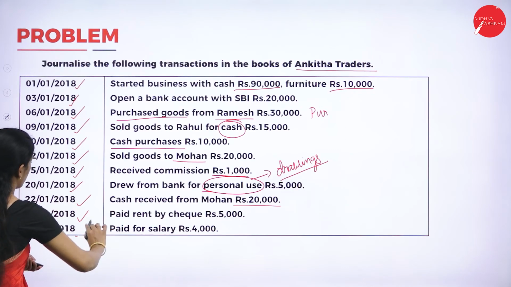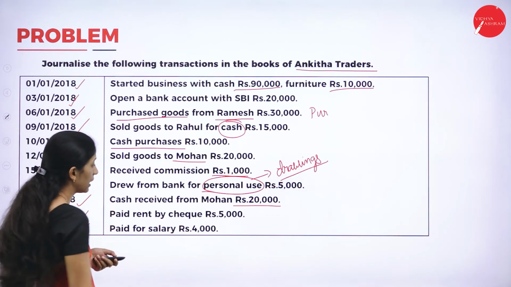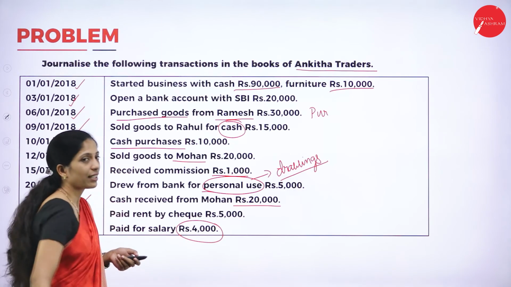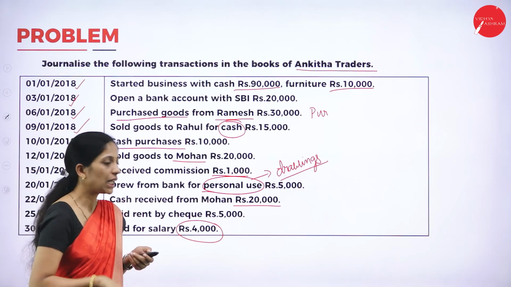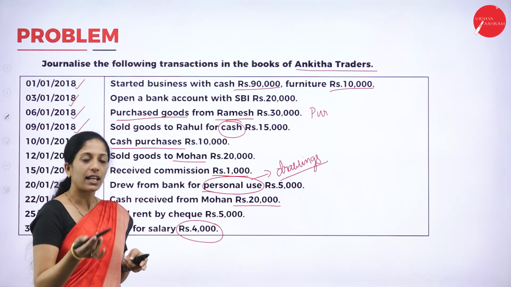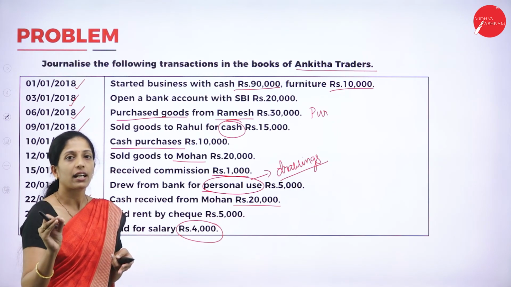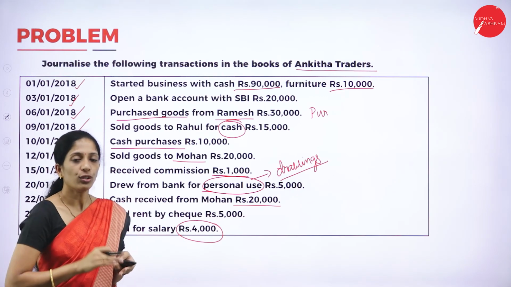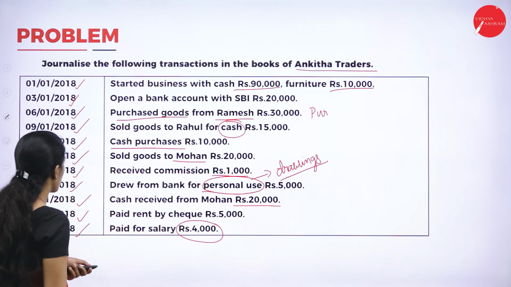Next one. 30th 1 2018 paid for salary rupees 4,000. Here they have not mentioned whether they have paid through cash or by check. So it is understood that it is paid by cash. So paid for salary. So salary is what? It is an expense. So debit all expenses and losses. So salary account debit, what goes from you? Cash. So salary account debit to cash, that is 4,000.